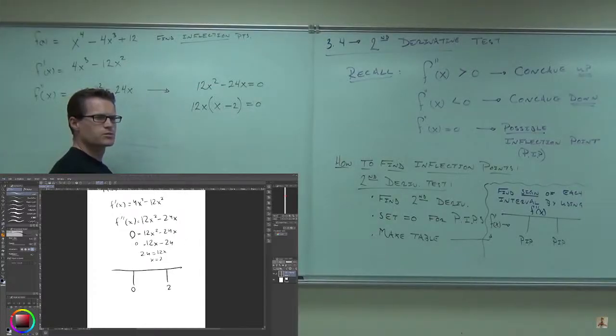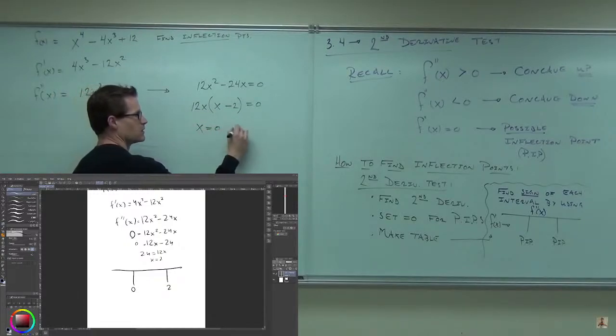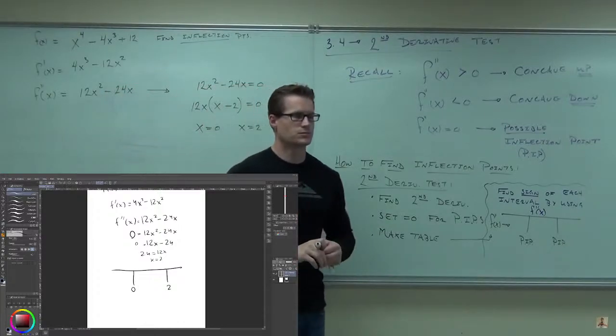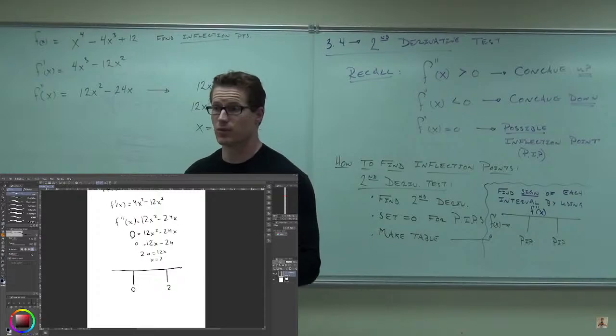How many possible inflection points do we get? Not just one, right? Not just that one, you also have that 0. So x equals 0, x equals 2. Now we get to make the second derivative test. I always forget about the other one.